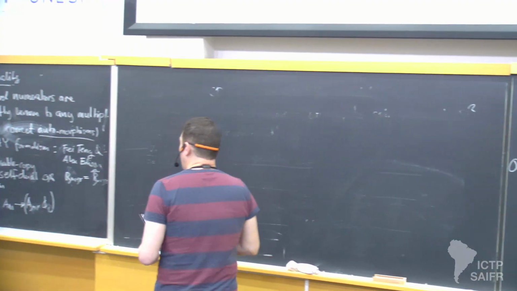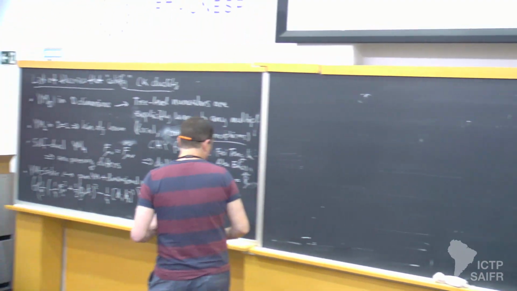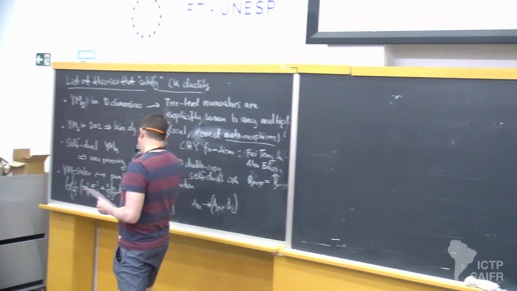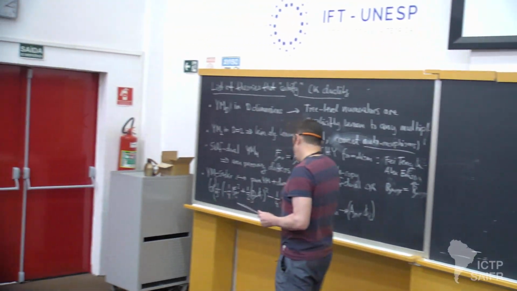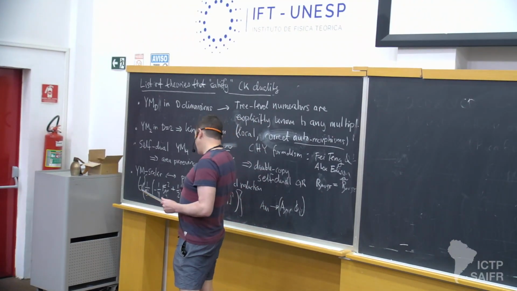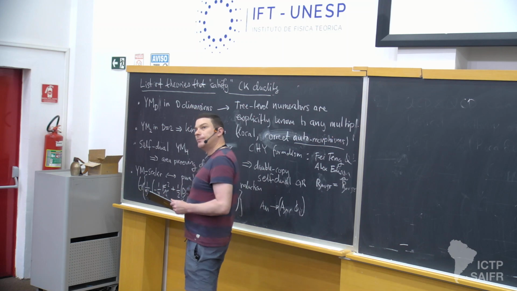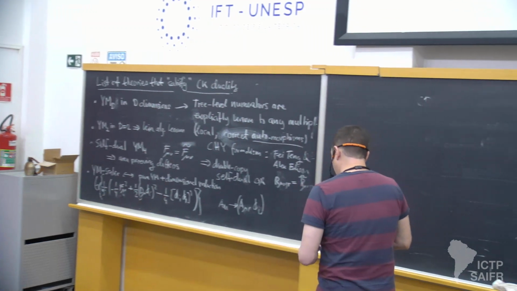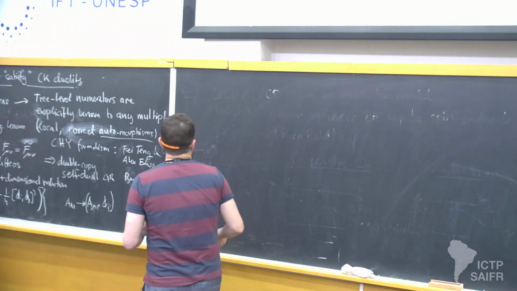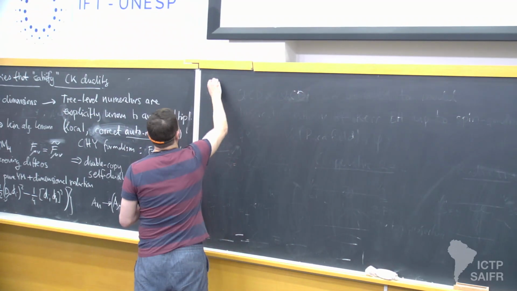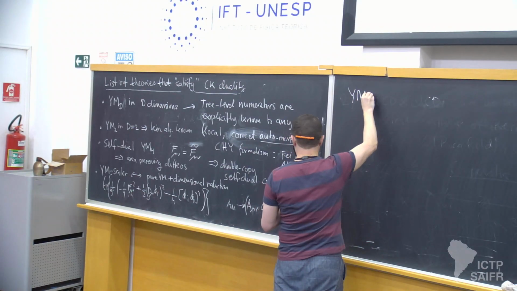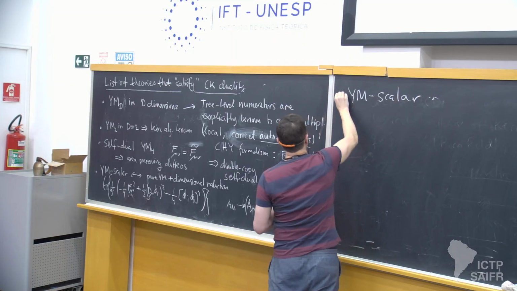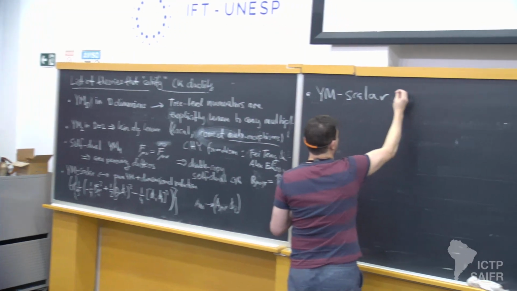Okay. Now, if we take this theory a step further, we can do something interesting here. So now we have a bunch of scalars. So we can give the scalars a vev. And we get essentially spontaneous symmetry breaking. So we can do Yang-Mills scalar with spontaneous symmetry breaking.